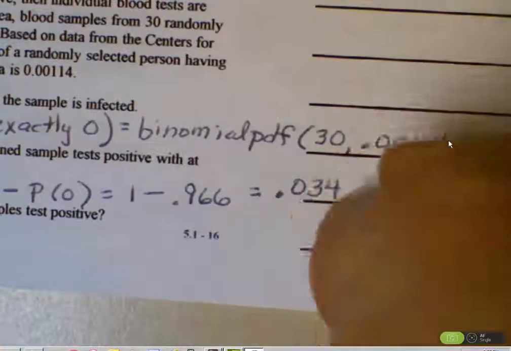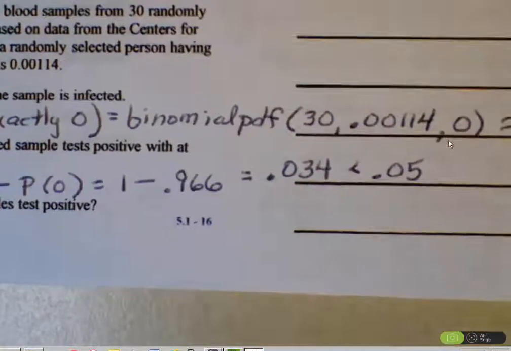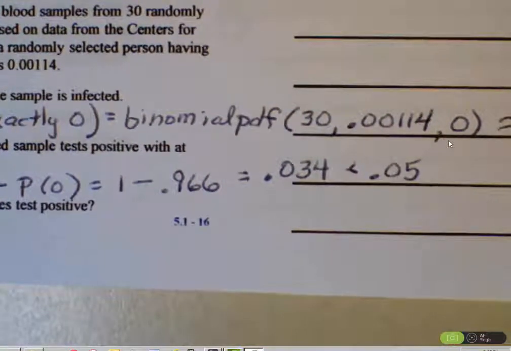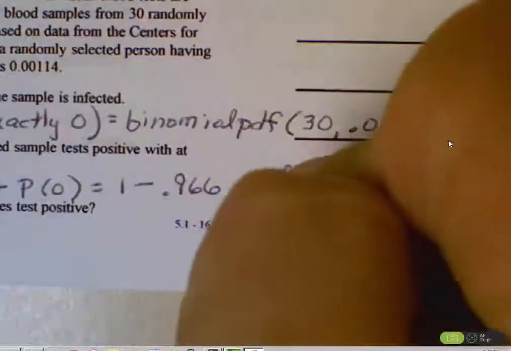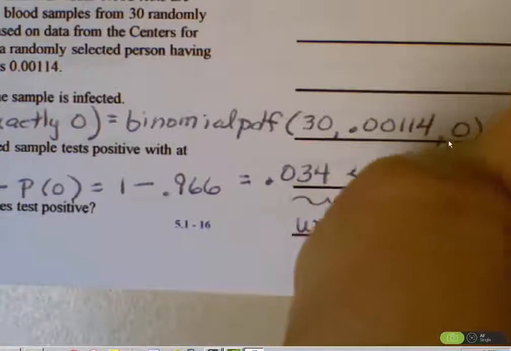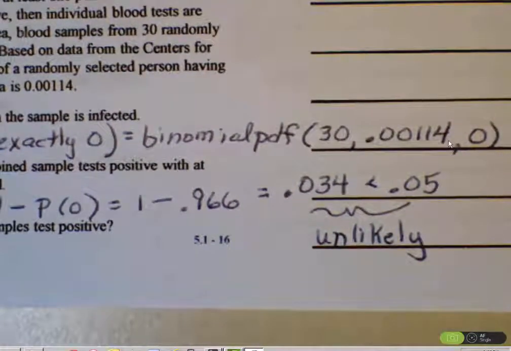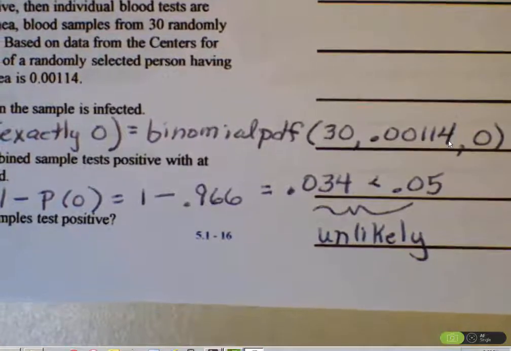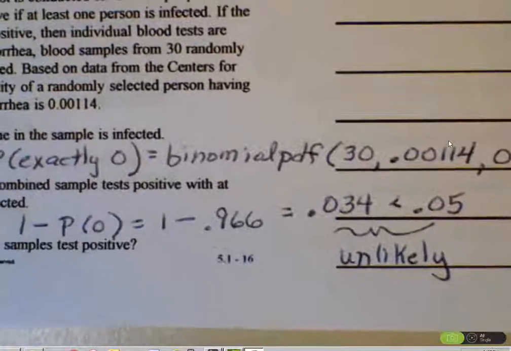The final question is, is it likely that such combined samples test positive? Well, that 0.035 is less than our cutoff for what we consider usual. So I would say it's unusual that the batch test would be positive.